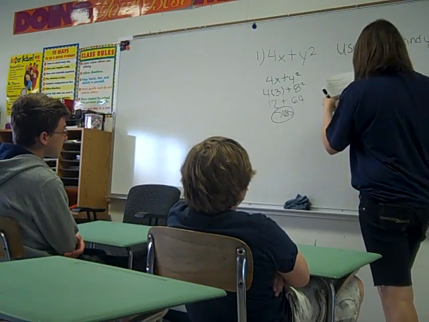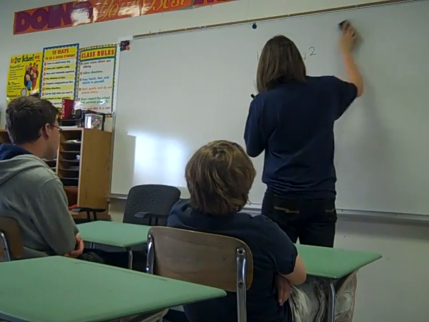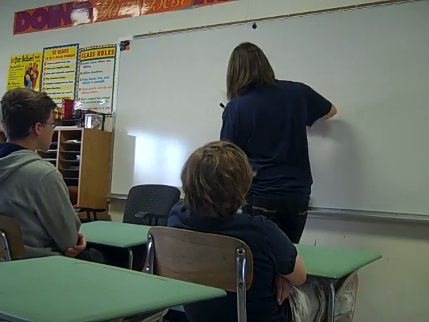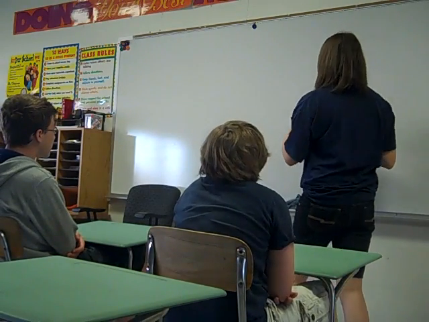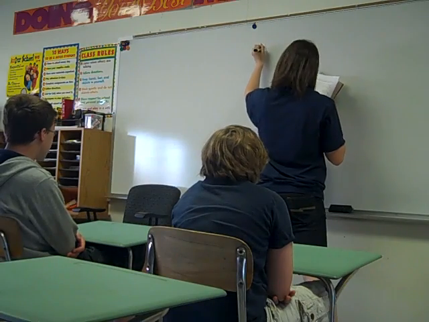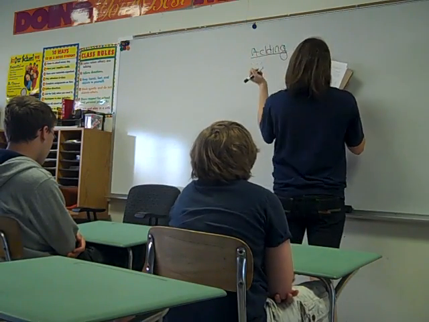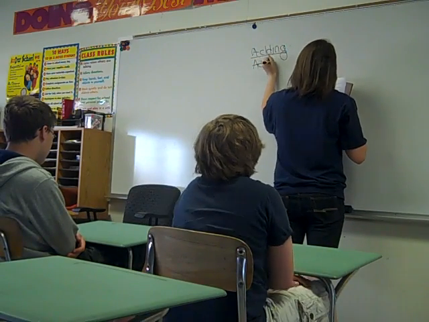There is the next one, and that's translating verbal phrases. Translating verbal phrases is taking words and translating them into numbers. There are 4 key words to worry about. That is, adding. The words in here you have to worry about are add, more than.